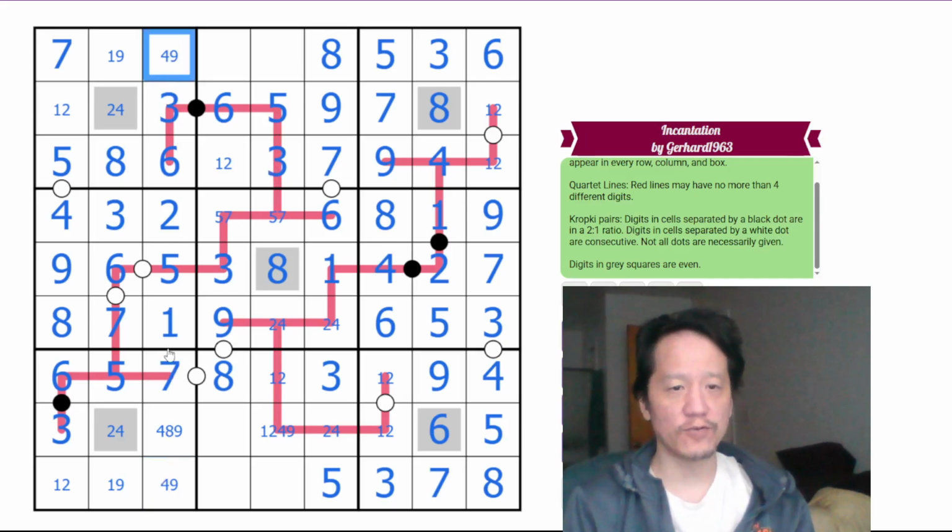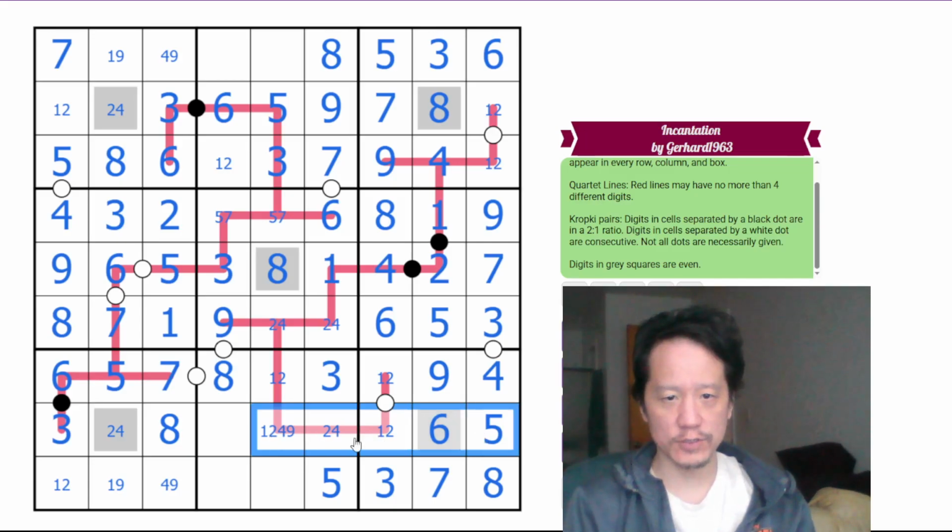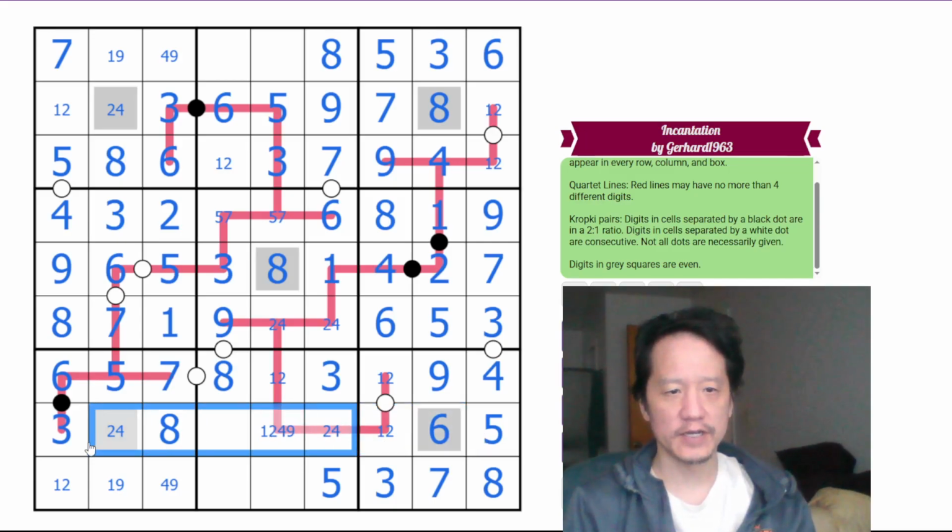We have a 4, 9, 4, 9 pair in column 3, which eliminates 4 and 9 from the rest of the column, leaving this as an 8. We have a 2, 4 pair in row 8, which eliminates 2 and 4 in the rest of the row. This cannot be 2, so this is 1, this is 2, which makes that a 1.